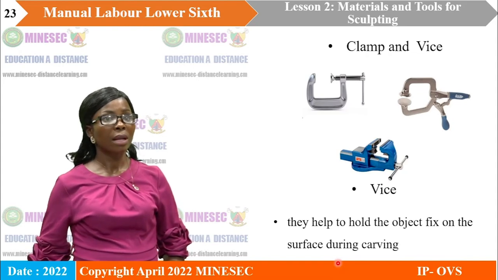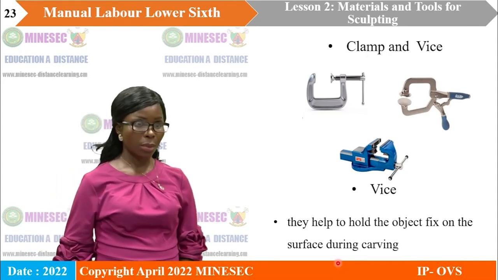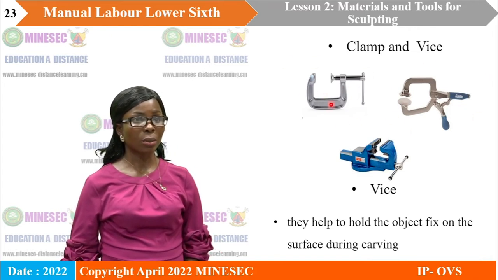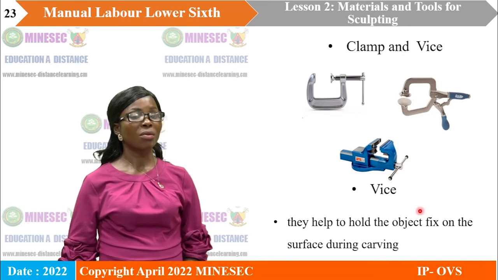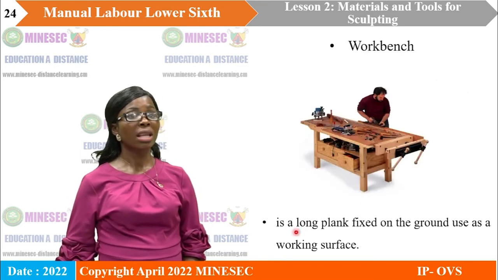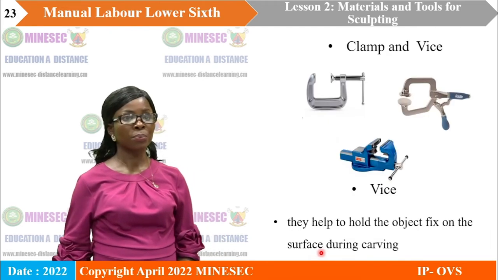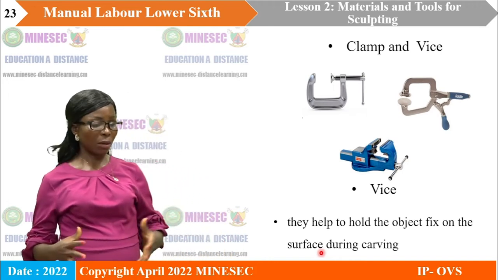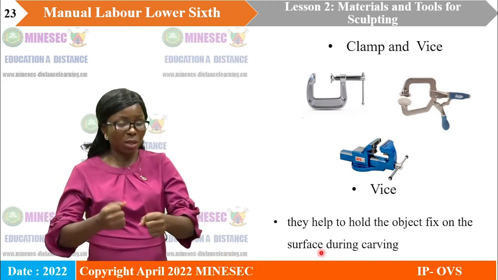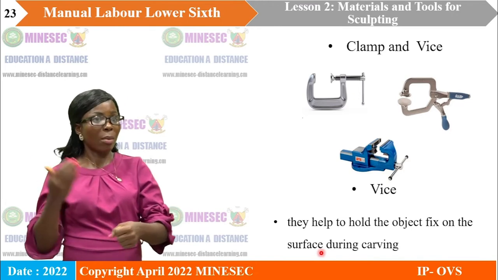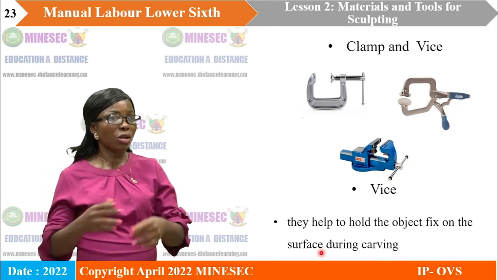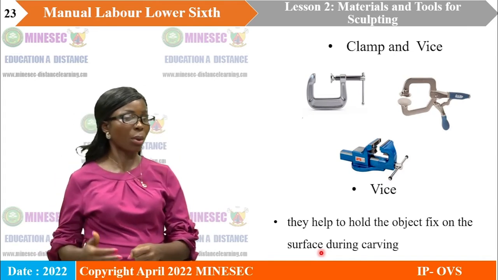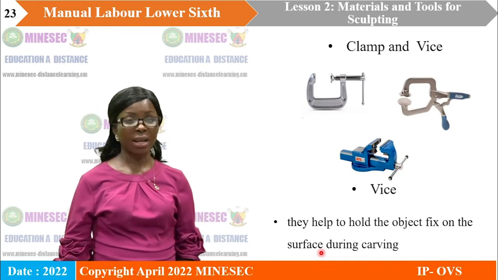We have clamp and vise. All the diagrams are there. These are clamps, this one and this one, and then this one is a vise. All of them perform mostly the same function. They help to hold objects fixed on the surface during carving. For example, if you want to carve a small object, you cannot just put it somewhere and use a chisel and hammer to scrape the material. So you use a vise or a clamp, you clip it somewhere so that it is fixed and can be scraped or carved.